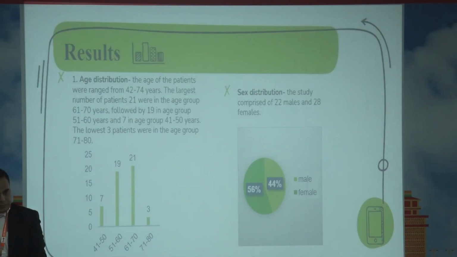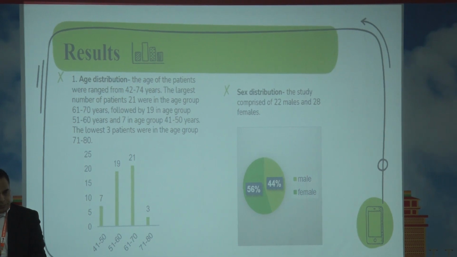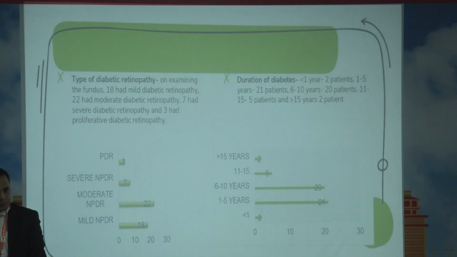The results: the ages of the patients ranged from 42 to 74 years. The largest number of patients, 21, were in the age group of 61 to 70, followed by 19 in the age group of 51 to 60, 7 in the age group of 41 to 50, and 3 patients in the age group of 71 to 80. It comprises 22 males and 28 females. On examining the fundus, 18 had mild diabetic retinopathy, 22 had moderate diabetic retinopathy, 7 had severe diabetic retinopathy, and 3 had proliferative diabetic retinopathy.